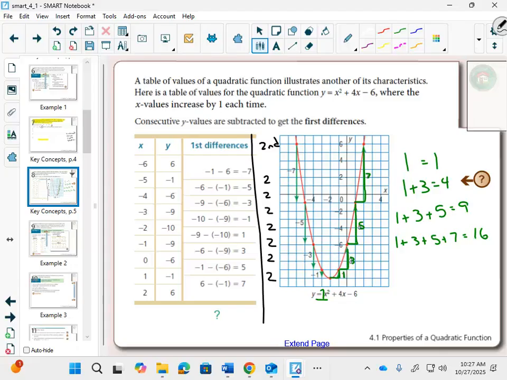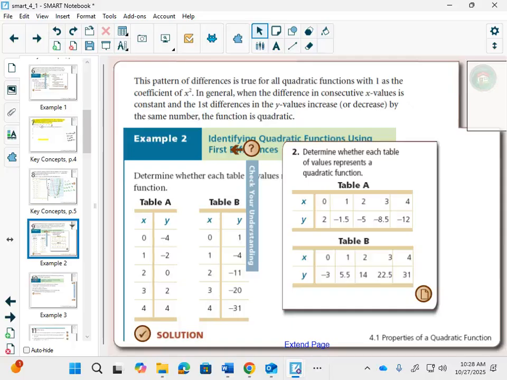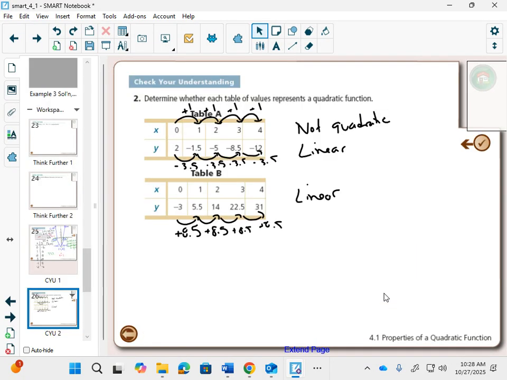You're going to learn in a couple of years when you take calculus, your first differences are like your first derivative, and your second differences are like your second derivative. When you get there, oh, it's so much fun. Okay, questions you can circle from example 2 or just number 6. And we're going to do example 3 right away together.